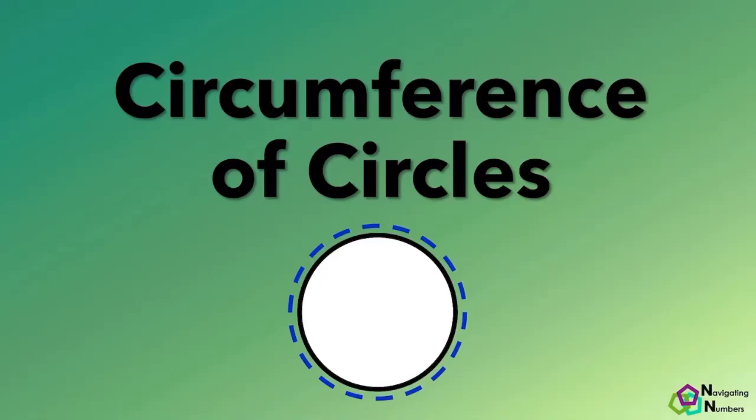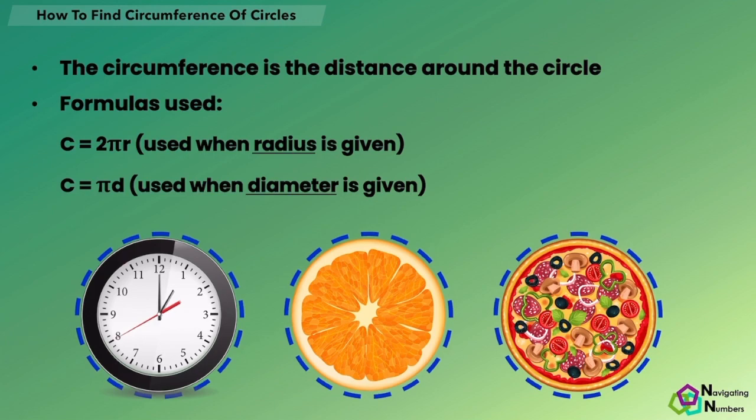Let's cover how to find circumference of circles. The circumference of a circle is the distance around the circle. If we wanted to calculate this distance, like the distance around a clock, or a slice of orange, or even a pizza, we can use one of the following formulas.